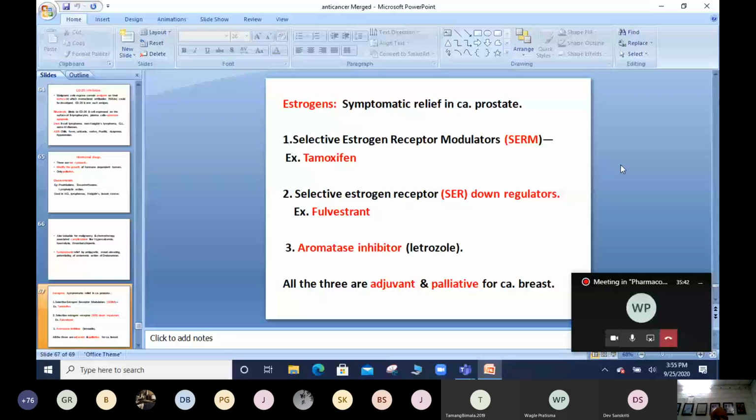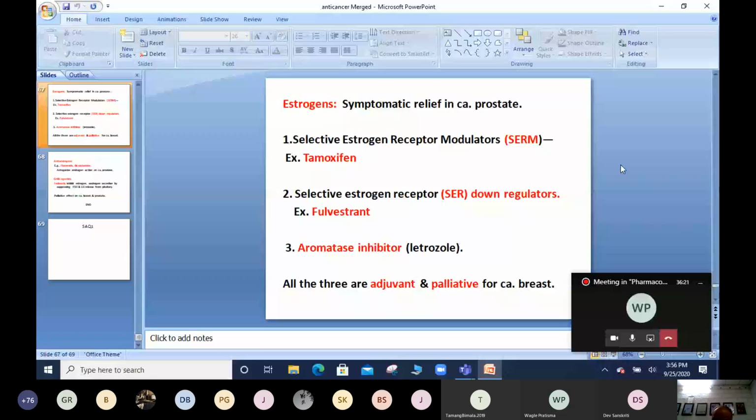Next drug, selective estrogen receptor down regulators, called SERD. Example, fulvestrant. And the third group, aromatase inhibitor. Example, letrozole. Now all these drugs are adjuvants and palliative for carcinoma breast, particularly when it is a hormone dependent breast carcinoma.